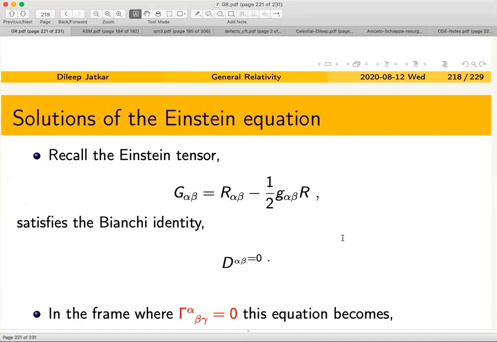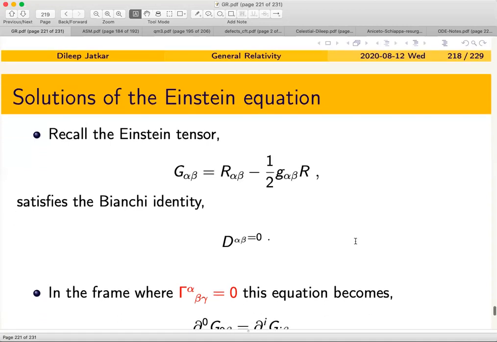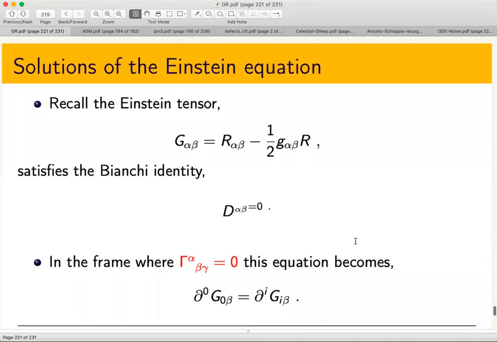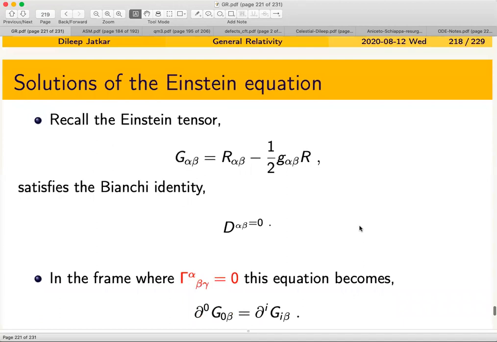Okay. So it satisfies the Bianchi identity, which is d alpha of g alpha beta equals 0. Okay, that is the equation. That's how it should look like. This thing. So what we could do is that we could work.